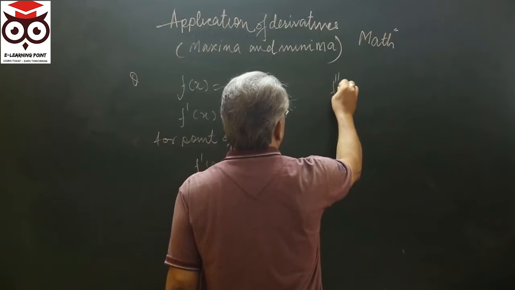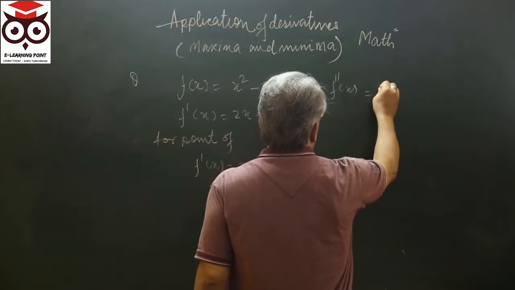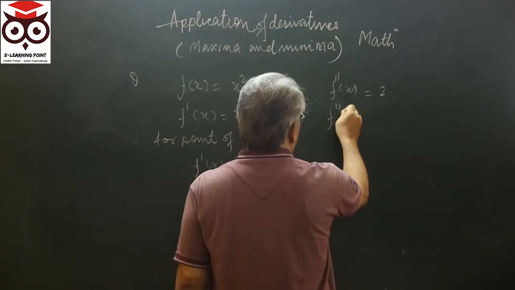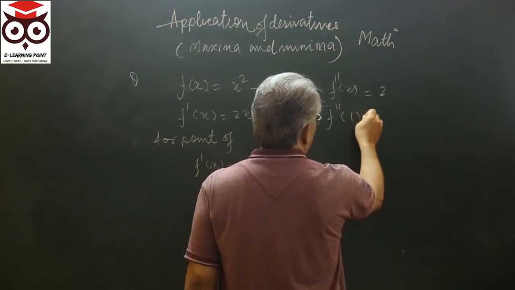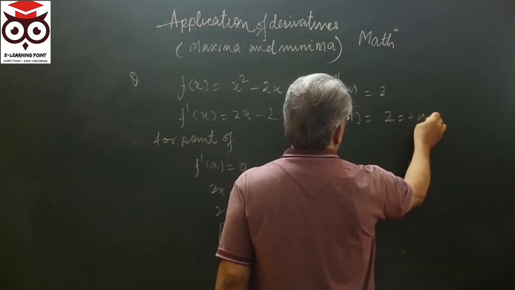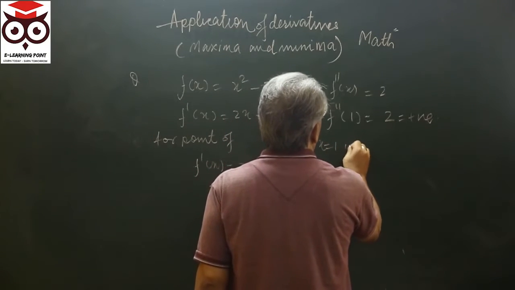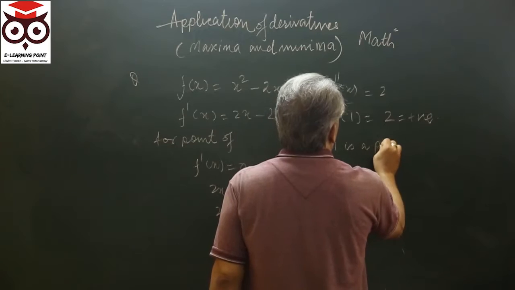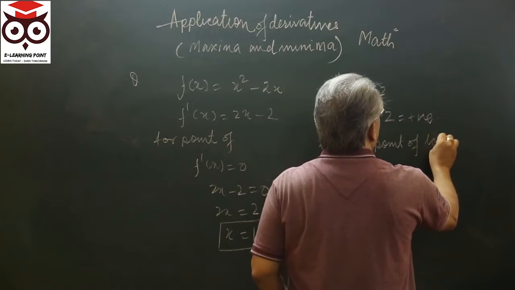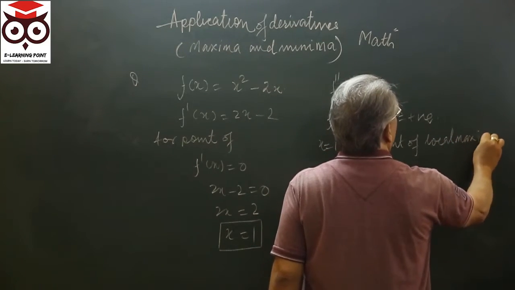I will differentiate this f dash x. So its differentiation, f double dash x, is 2 only. It means if I put x is equal to 1 here, it is plus 2. So we can say it is positive. So I will say x is equal to 1 is a point of local maxima.